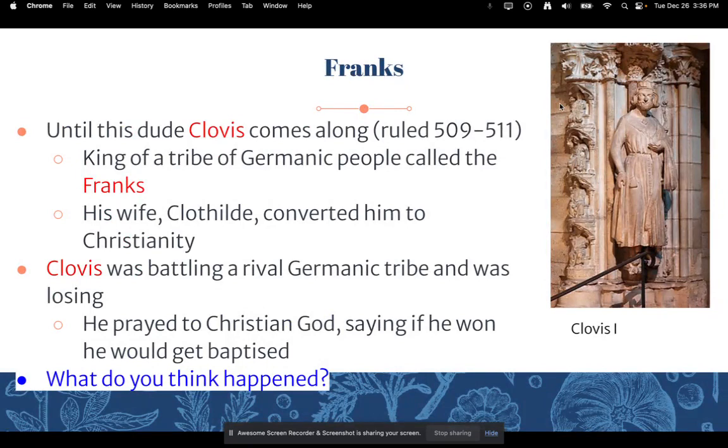So here's the statue of Clovis. He only ruled 2 short years, from 509 to 511. He was the king of a tribe of Germanic people called the Franks, and his wife Clothilde converted him to Christianity. So Clovis was battling a rival Germanic tribe and was losing, so he prayed to the Christian God, promising that if he won the battle, he would get baptized.